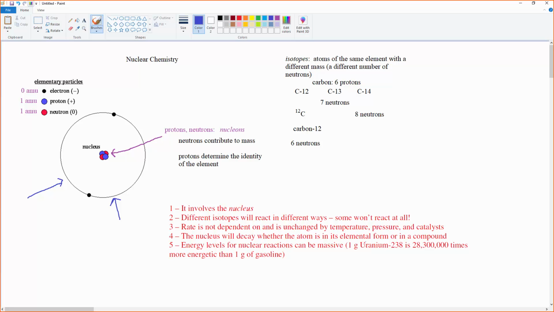And so everything we learned in chapter 7 about rates of chemical reaction doesn't apply to nuclear chemistry. So that's kind of interesting. We find the nucleus decays whether the atom is in its elemental form or in a compound, right? If that atom is ready to decay, it will decay, it'll fall apart, it'll react no matter where it is. Because again, it doesn't care what's happening on the surface with its electrons. It's the center that's falling apart. So whether that carbon atom is in a sugar molecule, doesn't matter, it's gonna fall apart. Or if it's in its elemental graphite form, it'll fall apart.